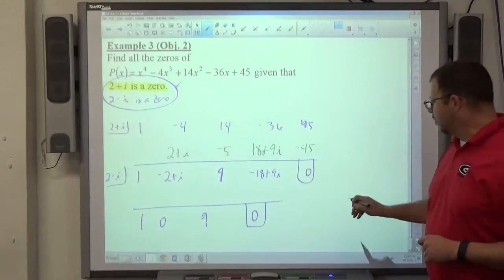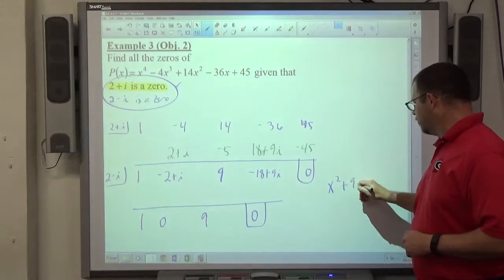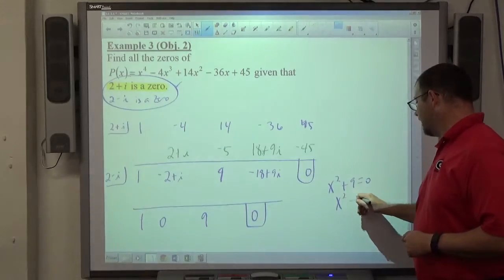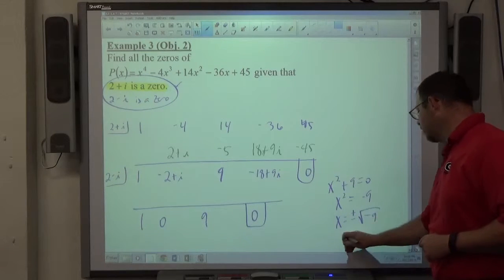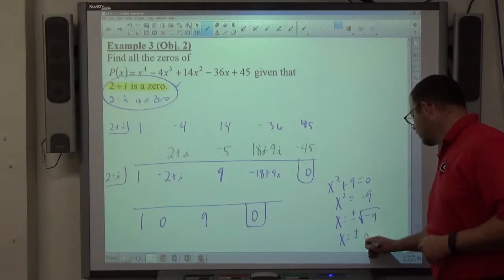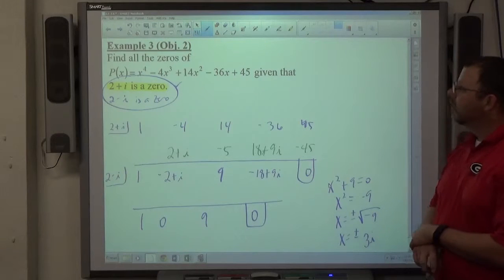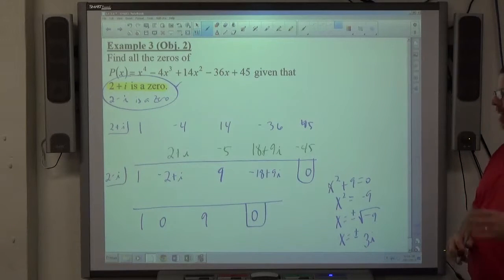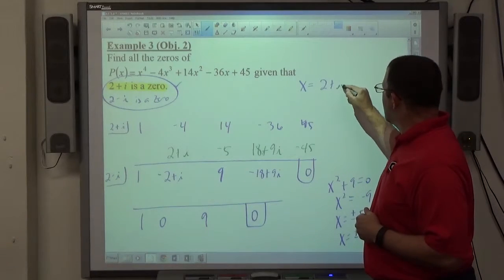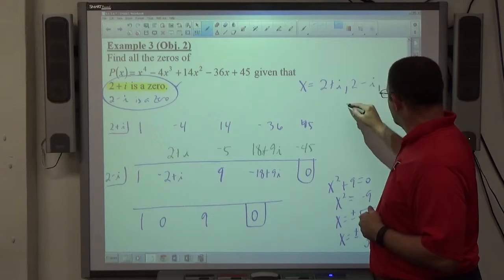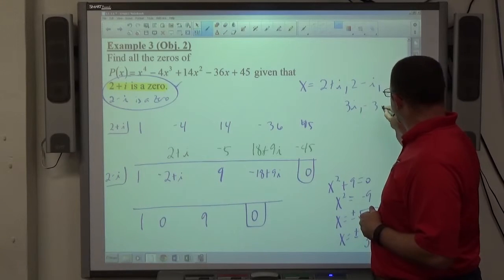The other two solutions are going to be x squared plus 9 equals 0, which means x squared is equal to negative 9, which means x is equal to plus or minus the square root of negative 9, better known as plus or minus 3i. And it just says find all the zeros this time. It doesn't do all that stuff about the linear factors. So x equals 2 plus i, 2 minus i, 3i, negative 3i.